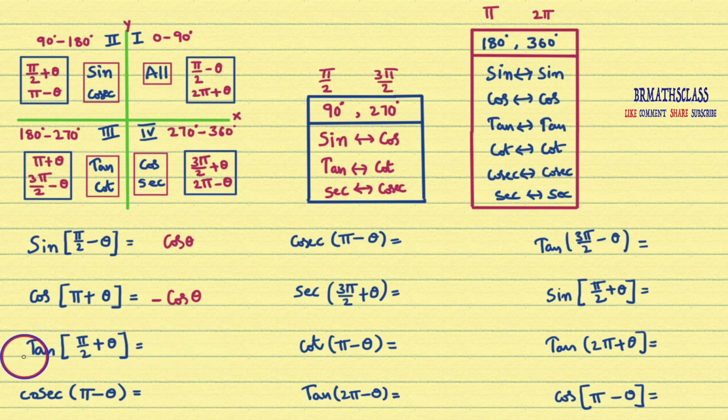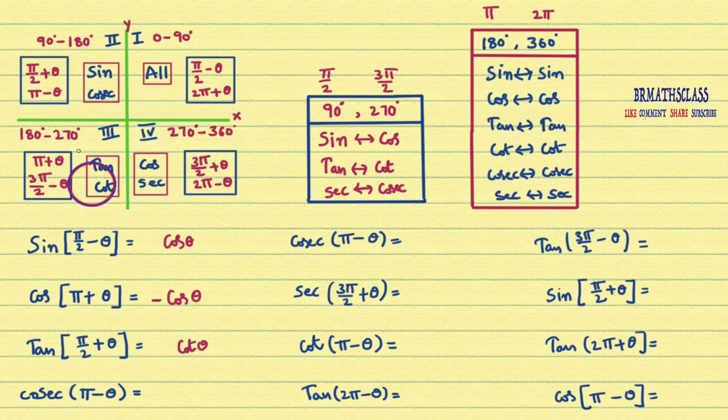Now see the third one, tan of pi by 2 plus theta. What is the first point? You observe here what is there. Pi by 2 is there. Then function changes or remains same? Pi by 2 is there. Function changes. Tan changes to what? Tan changes to cot. If cot is there, cot changes to tan. Here tan is there. Tan changes to cot. First you write cot theta. Now it's time to write the sign. Pi by 2 plus theta.